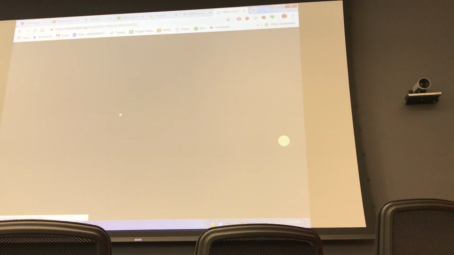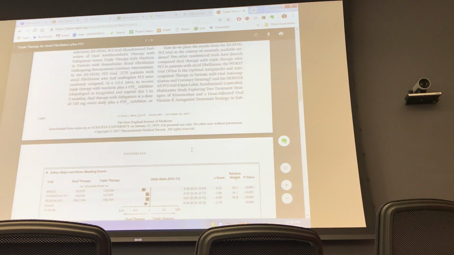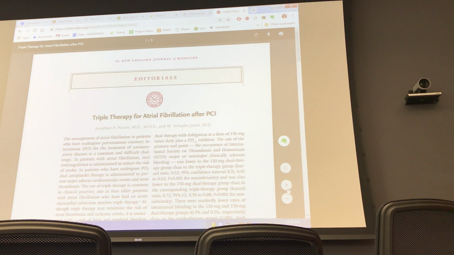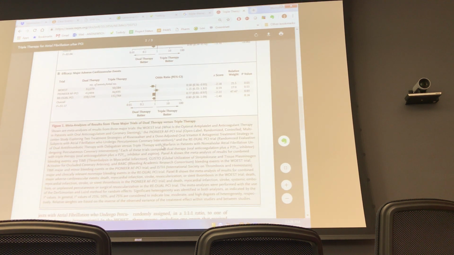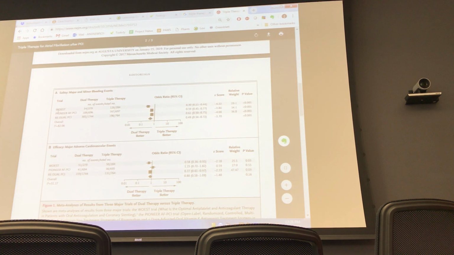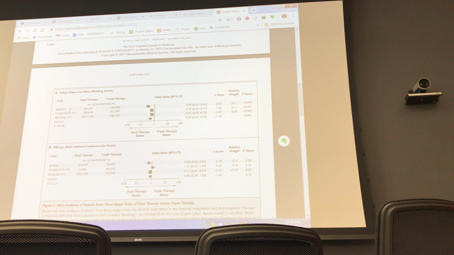This is a little editorial that I really love. I highly recommend reading this too if you're actually interested in this, because it's a nice little read. So basically there are a couple different trials. I was forgetting their names. So there's WOEST, PIONEER AF, and then RE-DUAL. And the way that these trials were set up, they were done, shockingly, by the drug companies with the drugs that were aspirin. And so what they found is that when they took off aspirin, dual therapy was better. So you can see this lovely little chart here kind of showing that dual therapy was better.